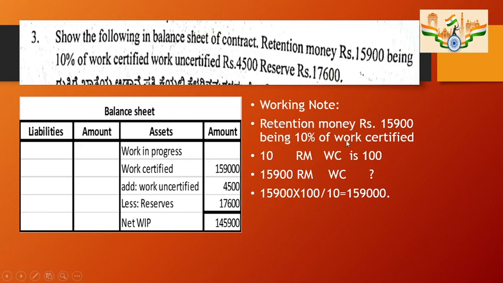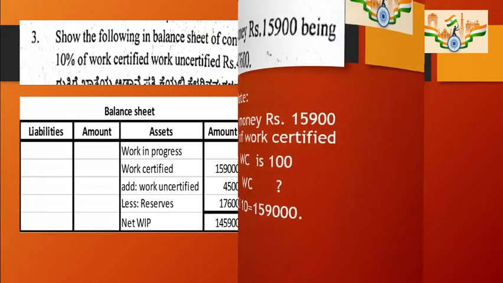So this is the working note to calculate the work certified. In this problem, this is the main calculation. So if you don't know this, then it is very difficult to prepare the balance sheet. So now put the items in the balance sheet. Work in progress, work certified is 1,59,000. Add work uncertified 4,500 less reserve 17,600. Net work in progress is 1,45,900. So this calculation you should know, how to calculate the work certified. So this is the simple problem. So let's move to fourth question.